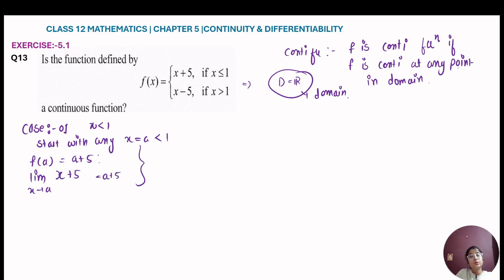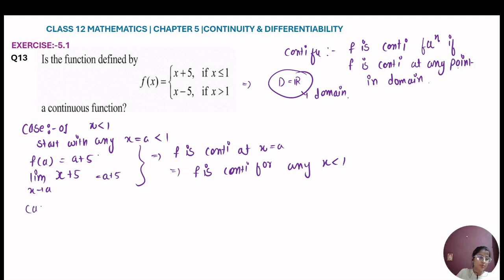So as the function value and the limit value are both the same, from here we get that f is continuous at x equals a. Since this a is an arbitrary number less than 1, f is continuous for any x less than 1.